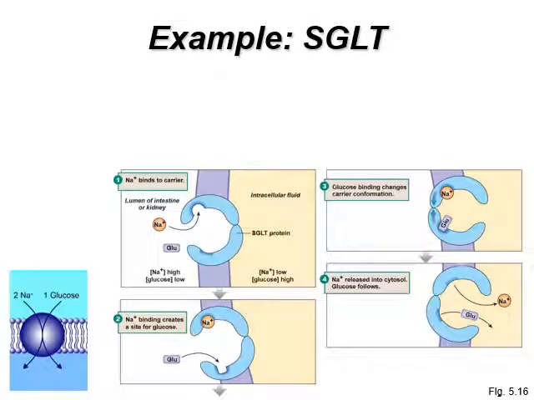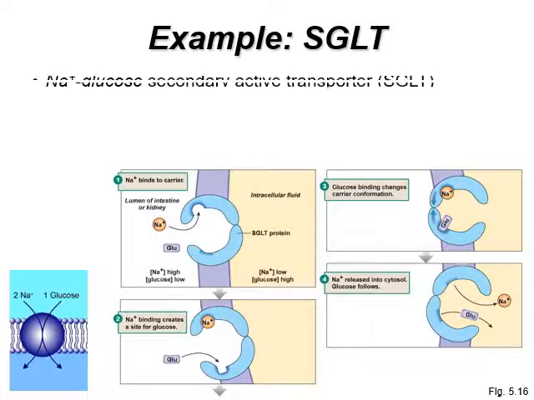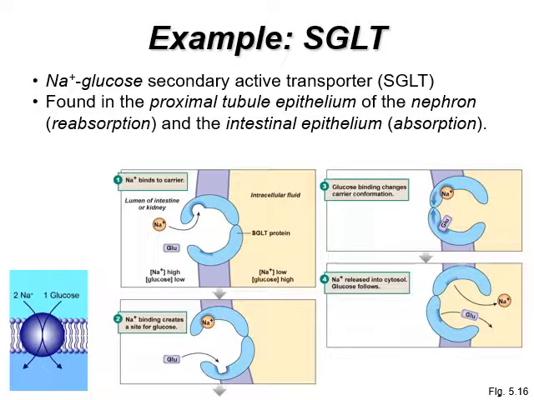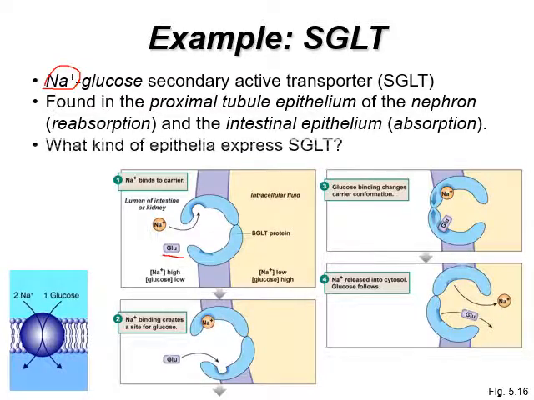So let's look at one example of secondary active transport here. Again, most of them are fueled by sodium. Okay. Sodium glucose secondary active transport. Again, we're using that sodium gradient, that high concentration of sodium outside. And what we're going to be doing is moving glucose from an area of low glucose to an area of high glucose. Okay, moving sodium from high to low.